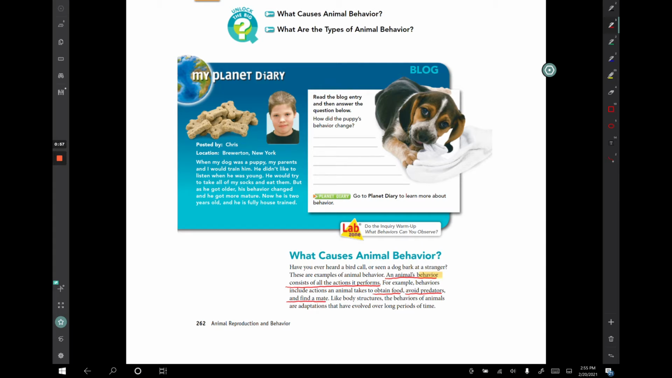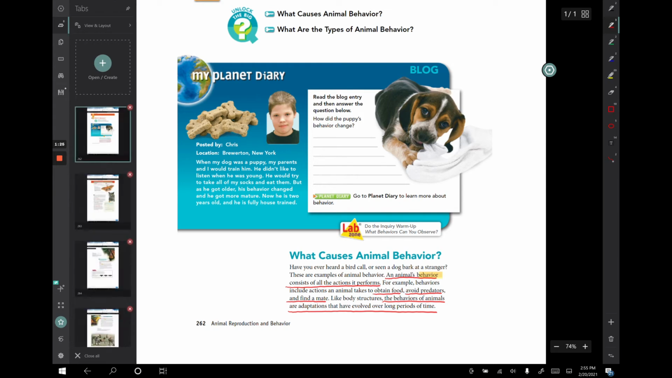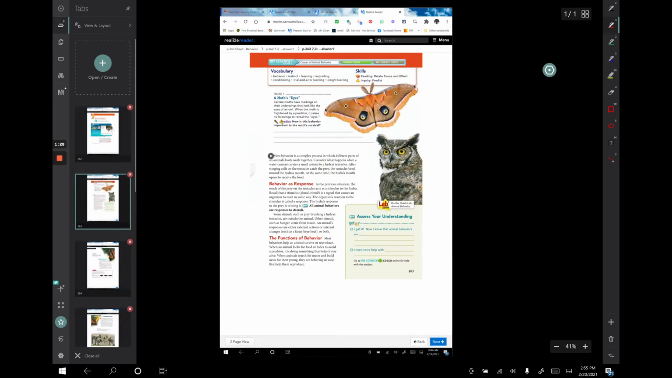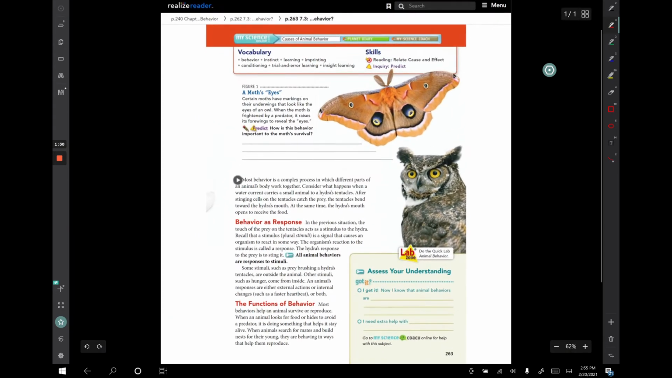In previous lessons, we talked about how body structures for organisms have evolved over long periods of time and have adapted to surroundings. The same thing goes for behaviors. So just like body structures, the behaviors of animals are adaptations that evolved over a long period of time. So it's not just body structures of organisms that can adapt and evolve over time, but also behaviors can evolve and adapt over time as well.